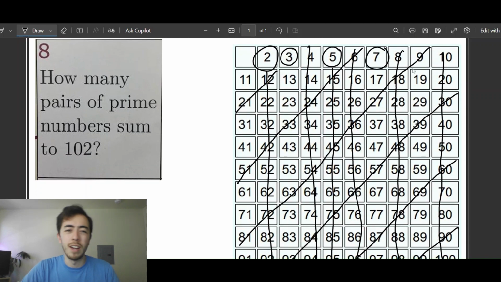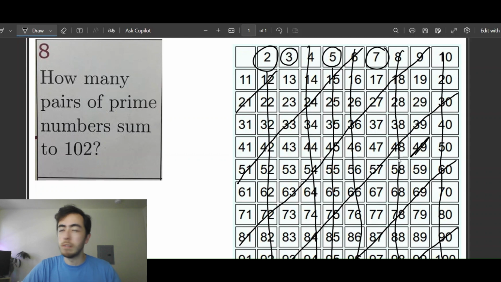7 is the next one. I don't think there's an easy pattern here, so I'll just count up by my 7s. So 7, 14, 21. Oh, and it kind of makes sense. 14 is already crossed off because that's 7 times 2. 21 is already crossed off. That's 7 times 3. 28 is already crossed off because that's 7 times 2 times 2. So really the first multiple of 7 that's going to be new and important to cross off is 7 times itself, 7 times 7. So 49 is the first number. Where is it? There it is. This is the first number that I'm going to cross off due to the 7.